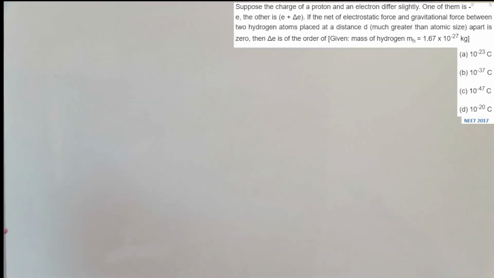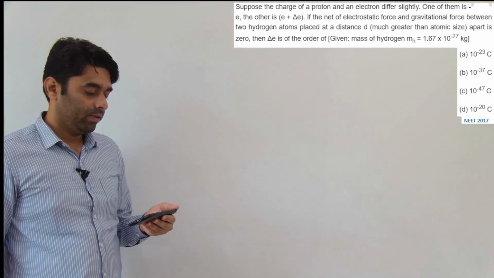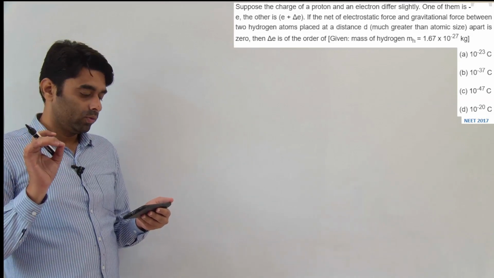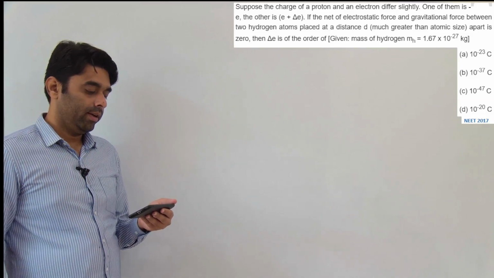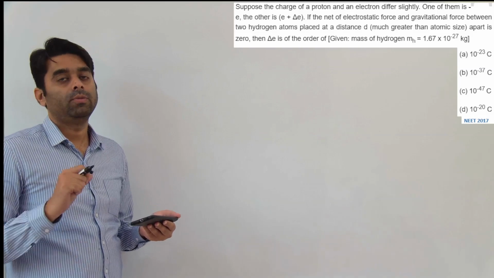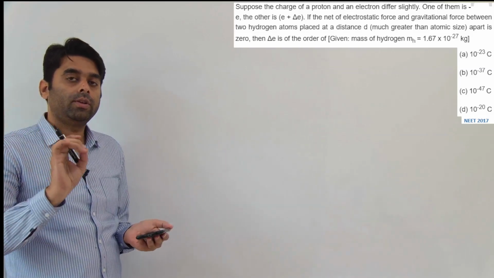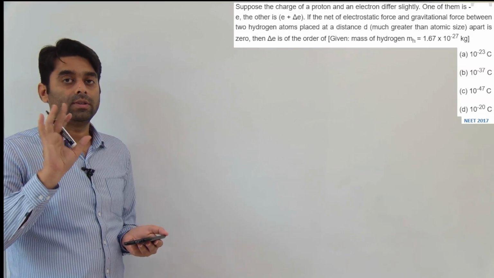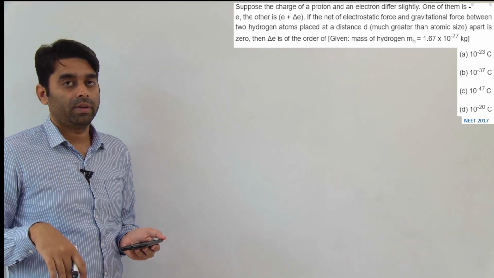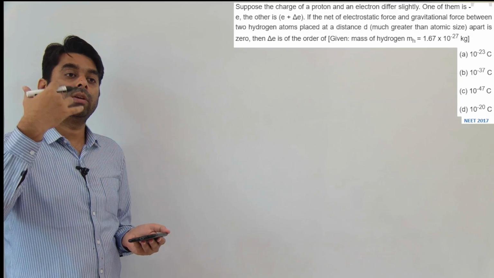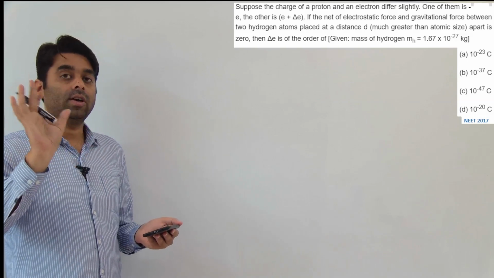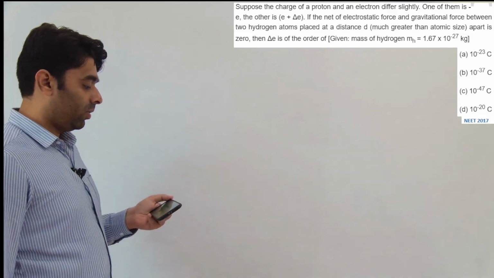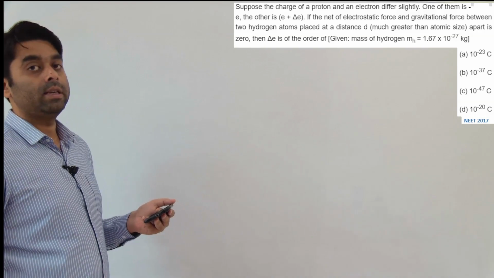Yeah. So let us see. The question we have is, suppose the charge of a proton and an electron differs slightly. Presently, what is our knowledge? What we know is that the charge on electron and proton, magnitude wise, is the same, that is 1.6 into 10 power minus 19. But in the question they have given us a situation that the charges differ slightly. One of them is E, the other is E plus delta E.